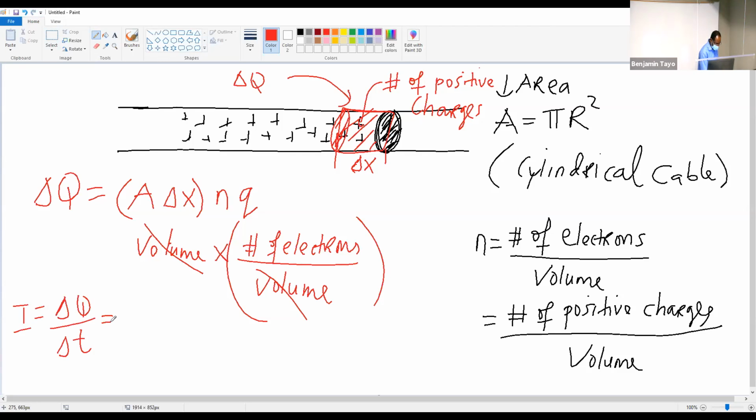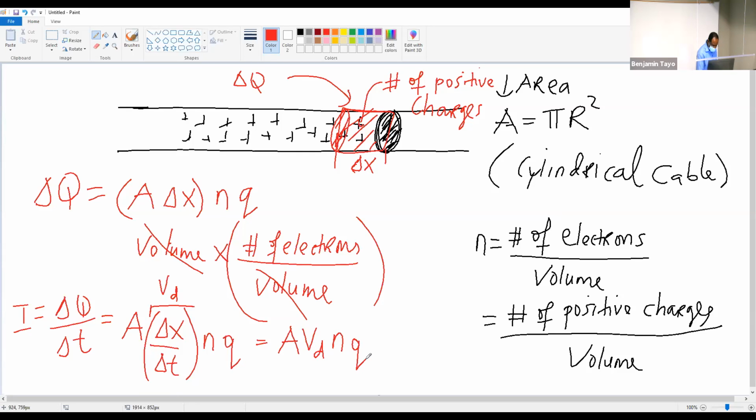So it means that I can write this equation as A delta x over delta T times n times q. Then I'm going to call this delta x over delta T, I'll call it v subscript d. So we can write this equation as A v subscript d times n times q. Now in this case, v subscript d is a velocity that is called drift. So drift velocity.